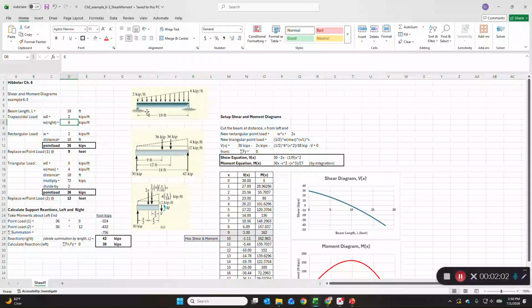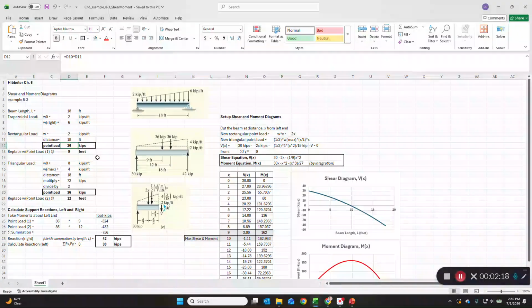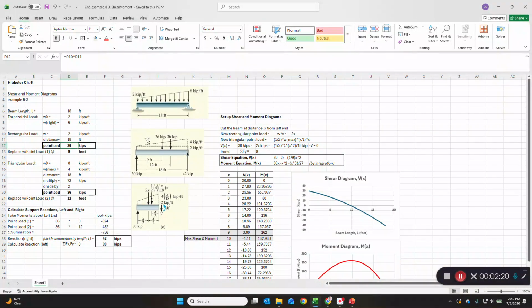So the rectangular load begins at 2 kips per foot and is uniformly distributed across the 18-foot beam. Okay, so there's the 2 kips per foot and the 18-foot beam. If you multiply 2 kips per foot by 18 feet, you get 36 kips. So we're replacing the distributed rectangular load of 2 kips per foot across 18 feet with a point load of 36 kips. That's in the box. And where do we put it? Well, because it's rectangular and the beam's 18 feet, you put it halfway, so it's at 9 feet. So that'd basically be 18 over 2. Okay, so that's the first part.